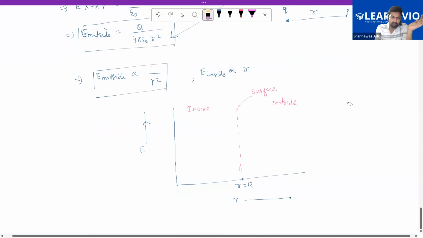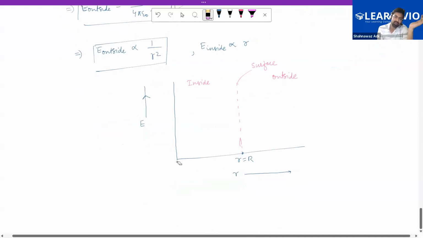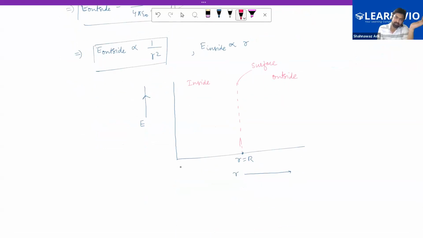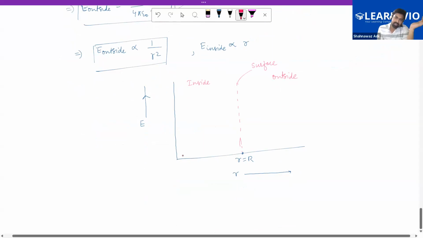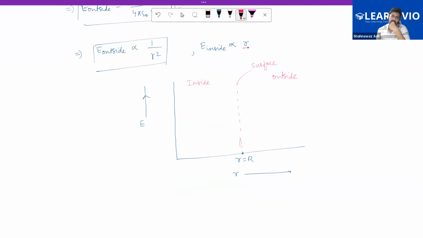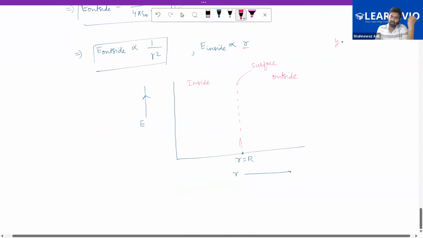So if we start from here, electric field is 0. Now it is increasing like R. So what would be the curve or what would be the graph? Proportional to R, y equals x. What is this graph that we have seen? This is a straight line, right?